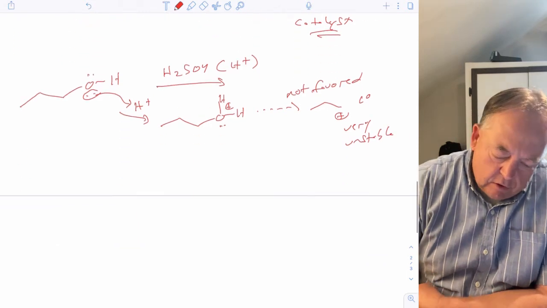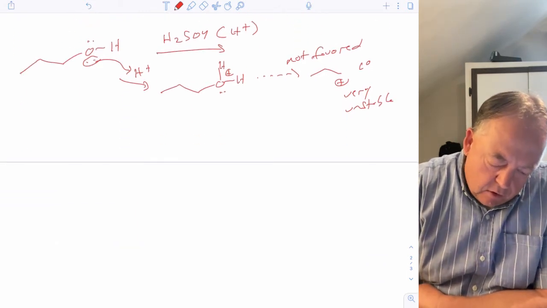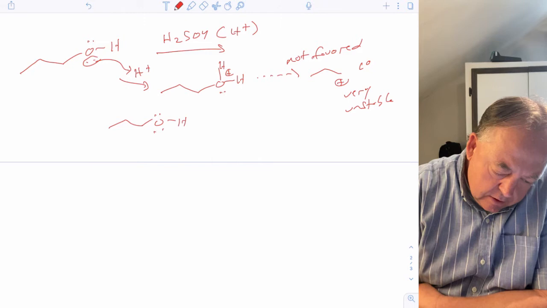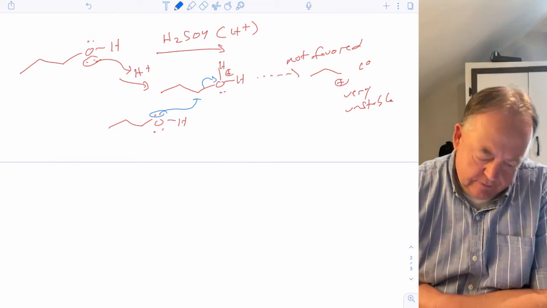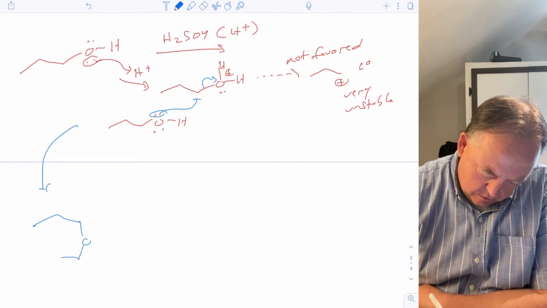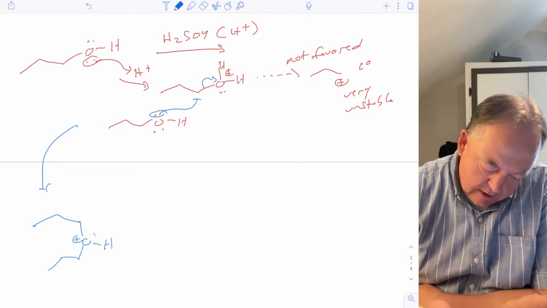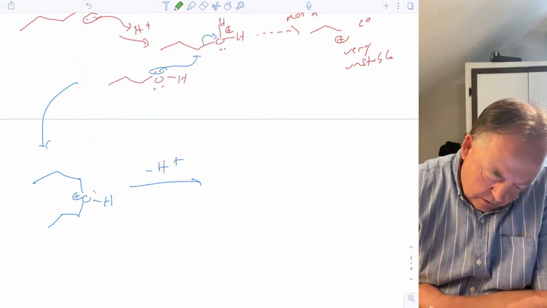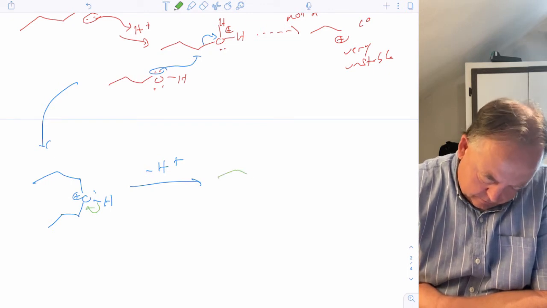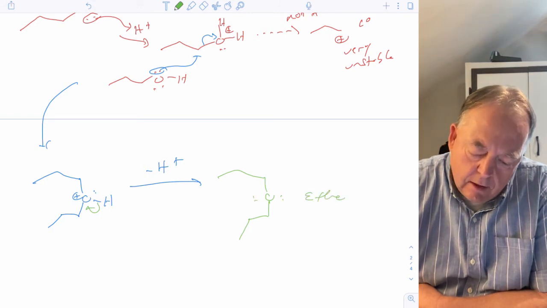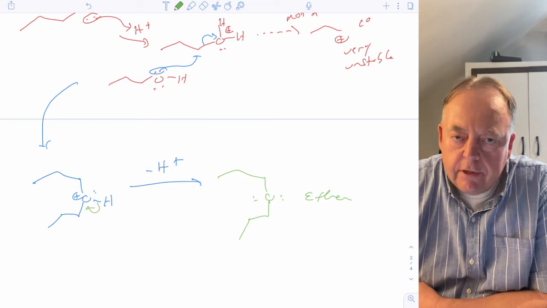So what can happen instead with this primary alcohol is another alcohol can come in at this point and act as a nucleophile and kick off a water molecule. So now you have that, and then if this loses a hydrogen, right, then now you have an ether. Right, if you remember, ether is just an oxygen between two alkyl groups.